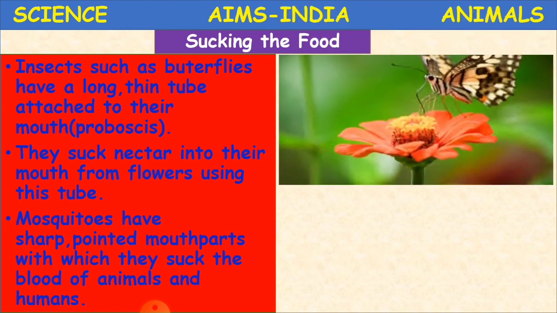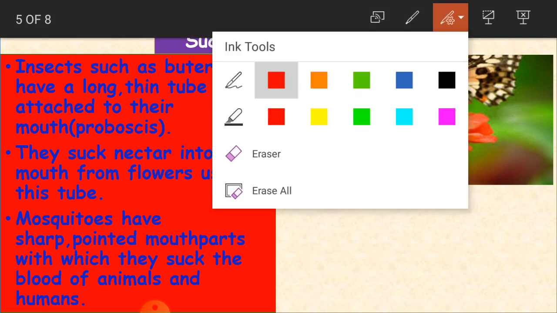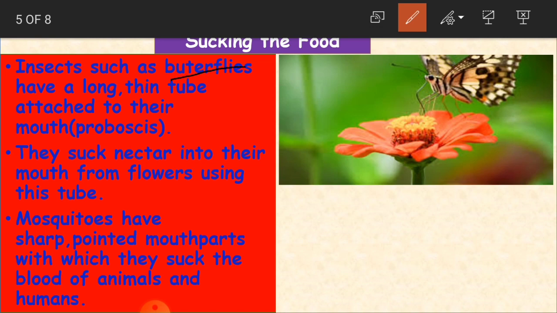Okay, so insects such as butterflies here, children. So what are butterflies? Very beautiful insects, no? They always fall on the flowers. So what do they have? They have got a long thin tube. Are you able to see here, children, in the picture? It is attached to their mouth. We call it proboscis.